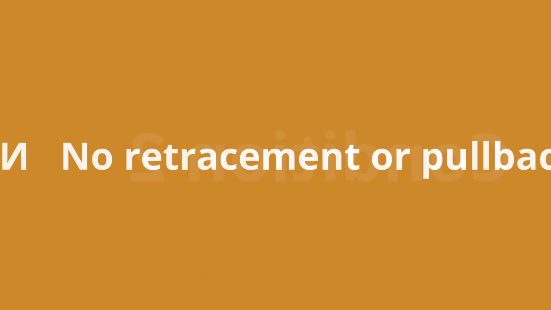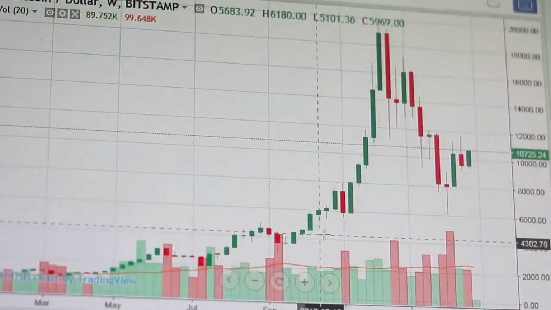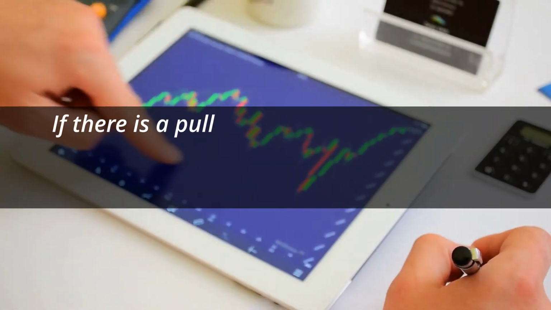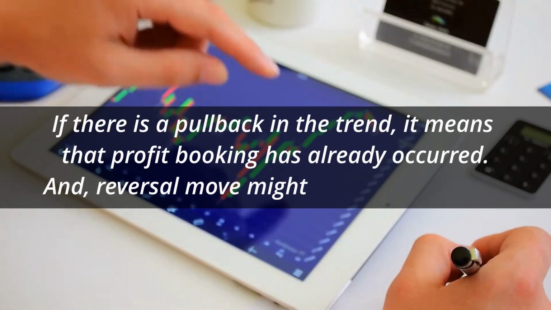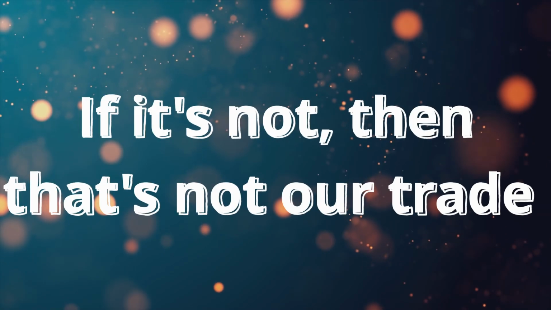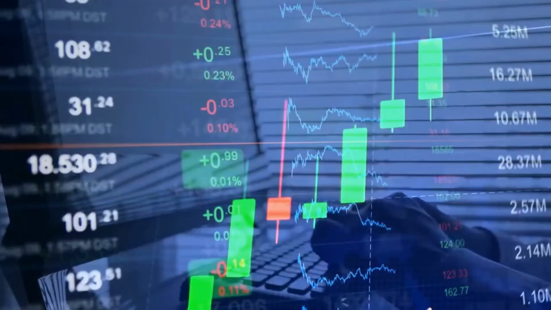2. No retracement or pullback. There should not be any retracement or pullback in the trend, because if there is pullback, this means that profit booking has already occurred and the reversal move might not be that strong. 3. Hammer's low must be the lowest point in the existing downtrend, and Shooting Star's high must be the highest point in the existing uptrend. If it's not, then that is not our trade. These are our required conditions.